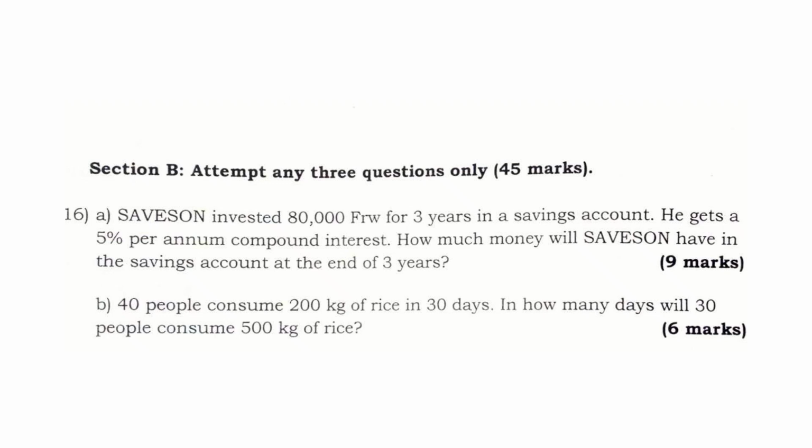Today we are going to make the correction, or I'm going to mark question number 16 from section B in the National Examinations 2025. So, Sefson invested 800 francs for 3 years in a savings account. He gets 5% per annum compound interest. So, they're asking how much will Sefson have in the savings account at the end of 3 years.